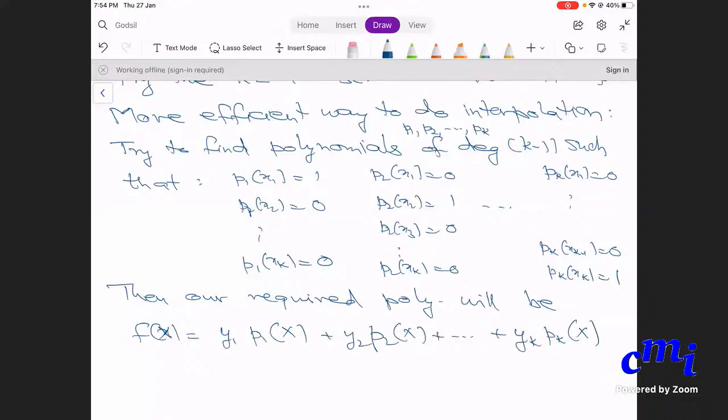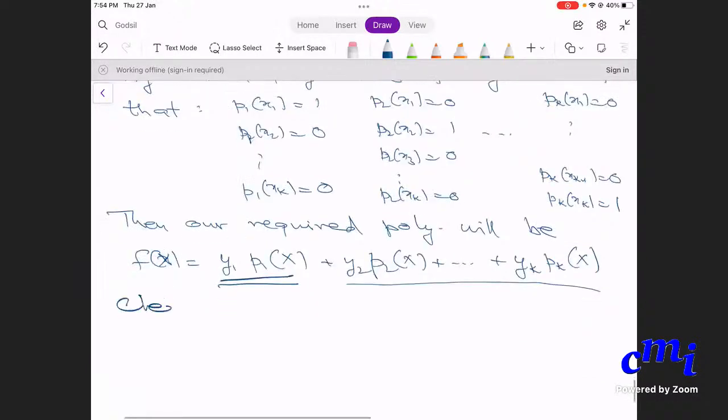Because you can see what value it takes at x1. All these things will become 0, because P2 at x1 is 0, P3 at x1 is 0, Pk at x1 is 0. So the only thing it will take is this at x1, but P1 of x1 is 1. So it's y1 times 1. So at x1, f of x takes value y1.